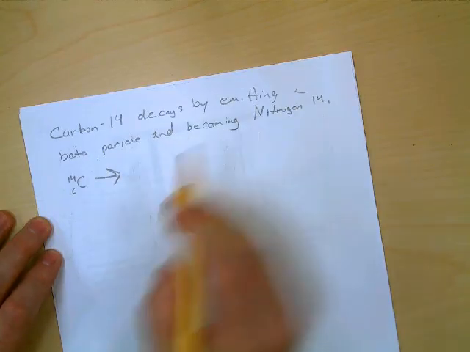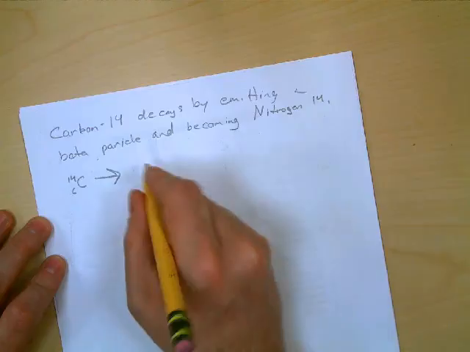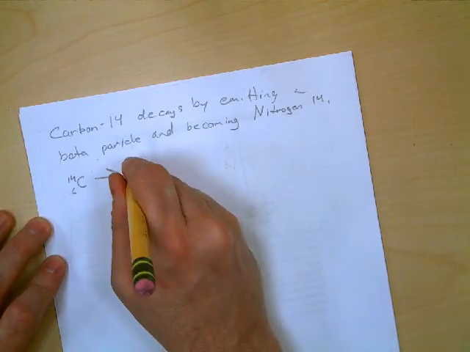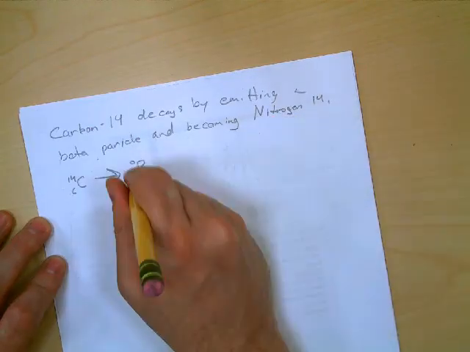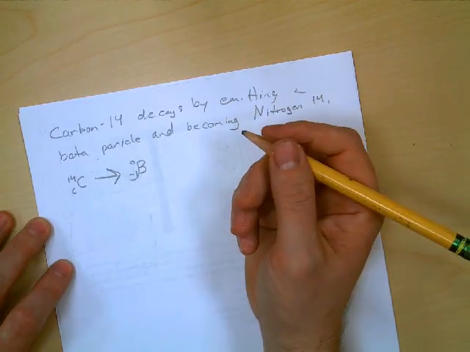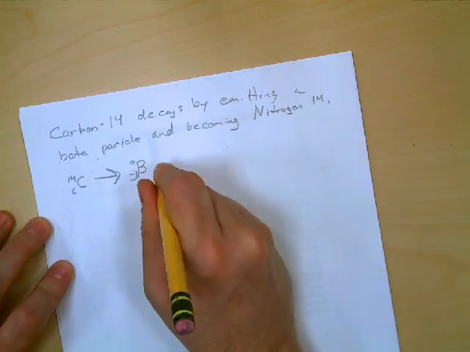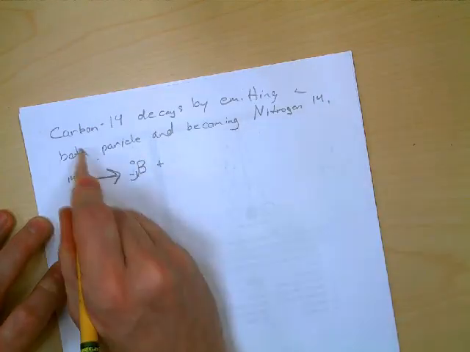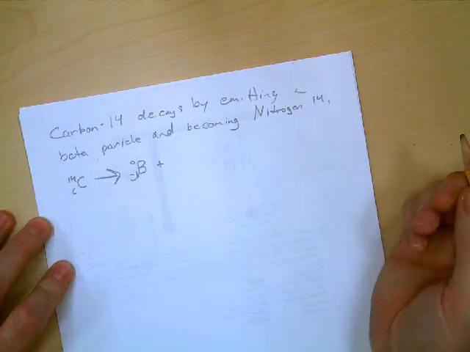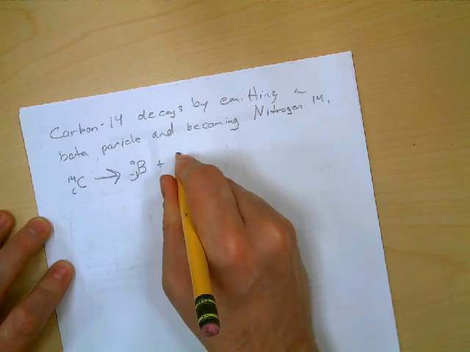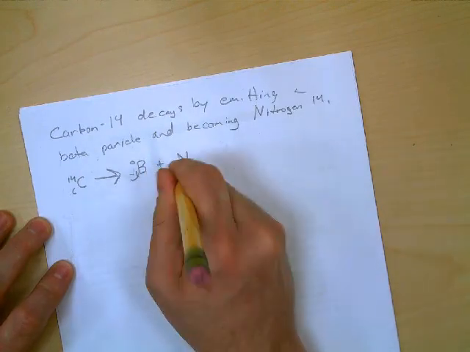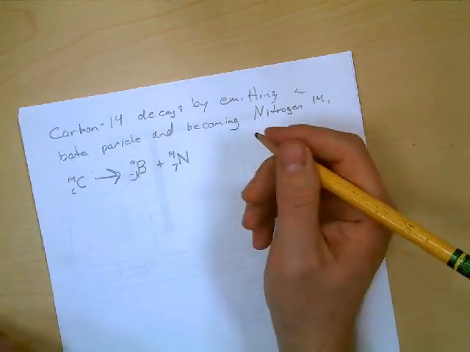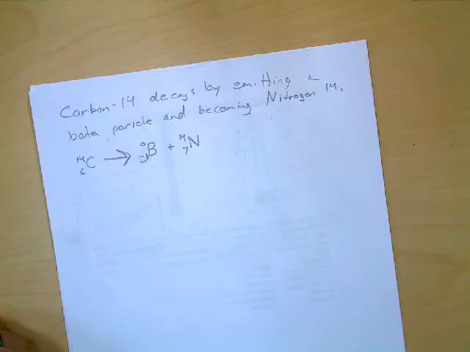A beta particle, here's a beta, that's how the Greeks write their letter B, has zero mass because it's like an electron, and it has a -1 charge. I'm going to write a little plus. So it's a beta particle plus a nitrogen 14 particle. Nitrogen 14 has this symbol. Nitrogen has 7 protons, has a total mass of 14. This is a reaction equation. It's a nuclear reaction equation.